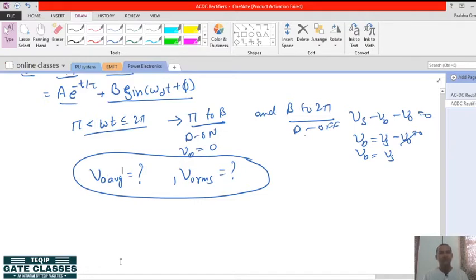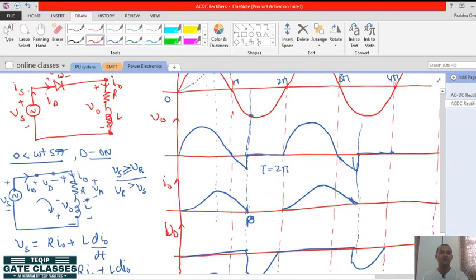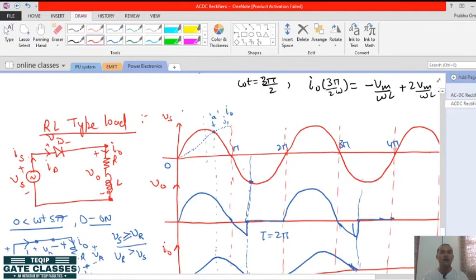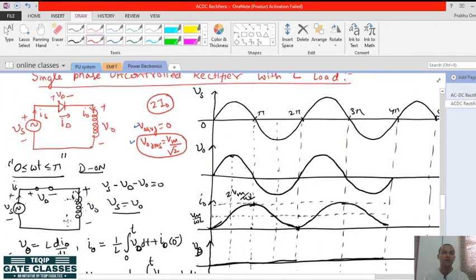So till now we have studied the single phase half wave rectifier with resistive load and with inductive load. In my last lecture I gave you some tasks: determining the average and RMS output voltage of a half wave rectifier with RL load, and also determining why the average value will be 0 and the RMS value of output voltage for a pure inductive load will be Vm by root 2.